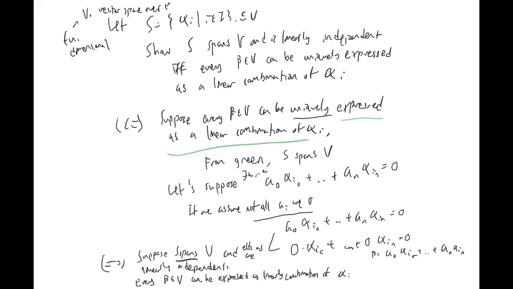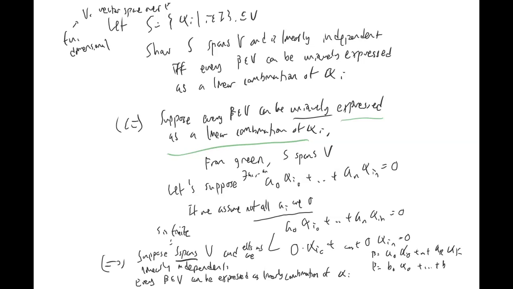Without loss of generality, since we're finite dimensional, I know S is finite, so I might as well just list everything, alpha i to alpha k. Some of them could be zero, but there are two different ways: a0 alpha 0 all the way to ak alpha k. I might as well just list it all out. And then beta could be expressed another way.